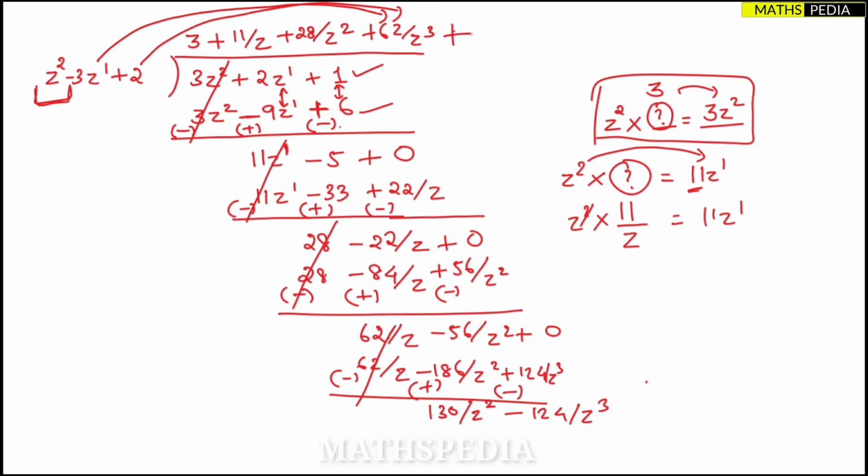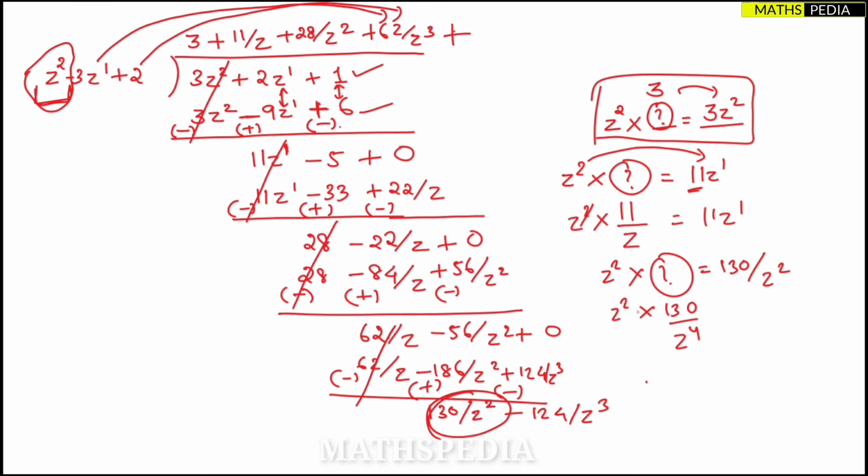So how many terms can you still do? At least 4 you can do minimum, or 5 also you can include. So the next term: observe here, 130 by z square, and here we have z square, right? So z square into what will give me 130 by z square? It is nothing but z square into 130 by z power 4, because 2 z cancel, so z square is remaining. So here it will come 130 by z power 4.